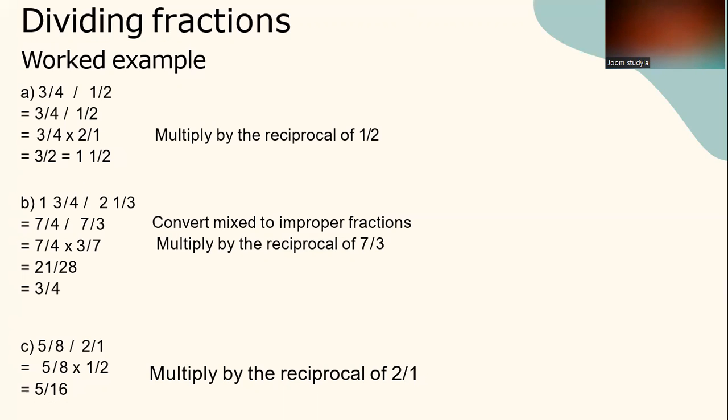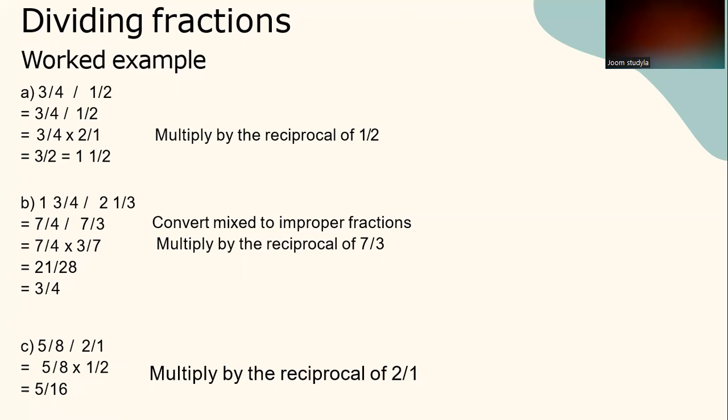And B, 3 over 4 divide by 2, 1 over 3. So when you break up to the improper fraction, 7 over 4 divide 7 over 3. So when you want to change a symbol from divide to multiply, it becomes 7 over 4 multiply 3 over 7. And the answer is 21 over 28.